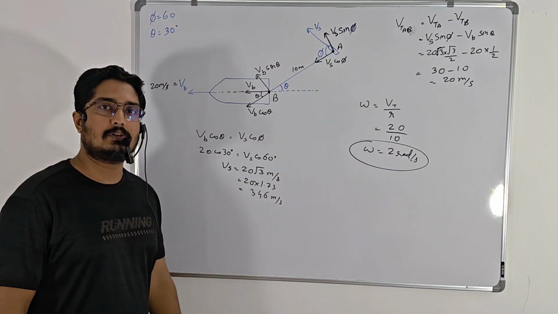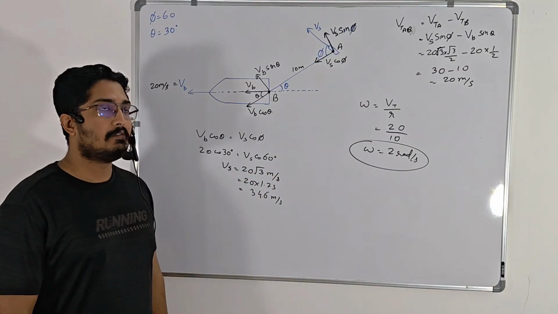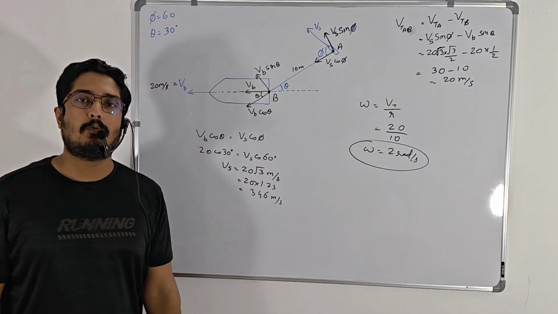From there we got omega is equal to V by r. That's it. It's a very nice question for this concept. I hope all of you have understood.